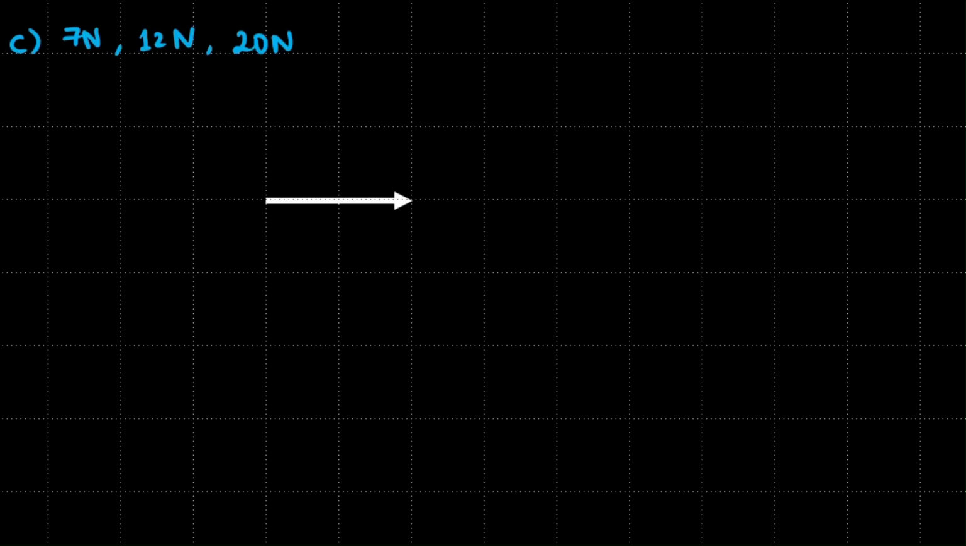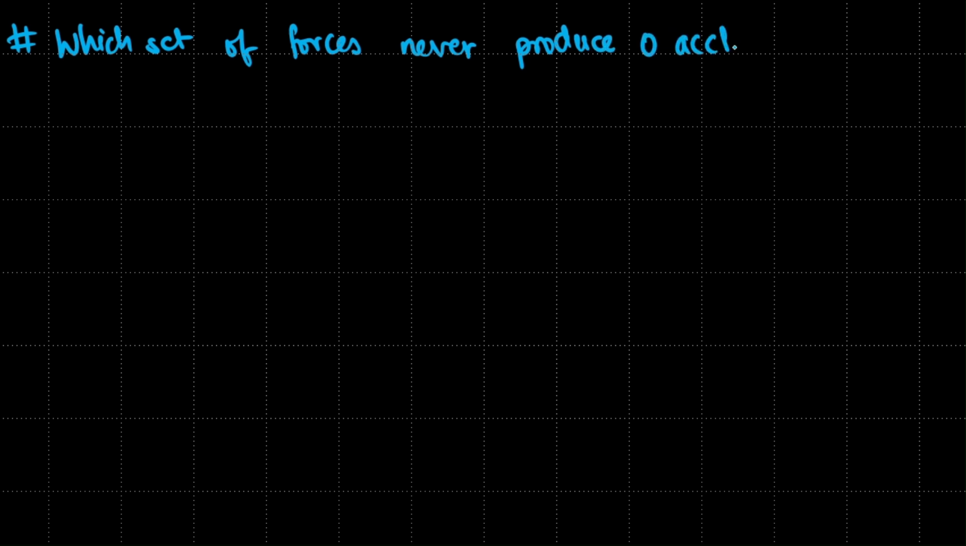Okay, we are back. I'm going to do another question, which is: which set of forces can never produce zero acceleration or zero net force? When we talk about zero acceleration, we are talking about the magnitude. Let's look at our options.